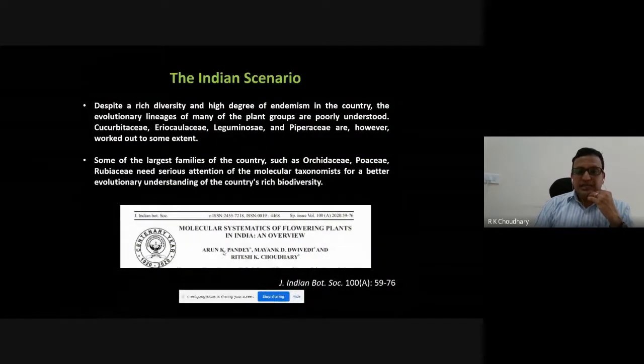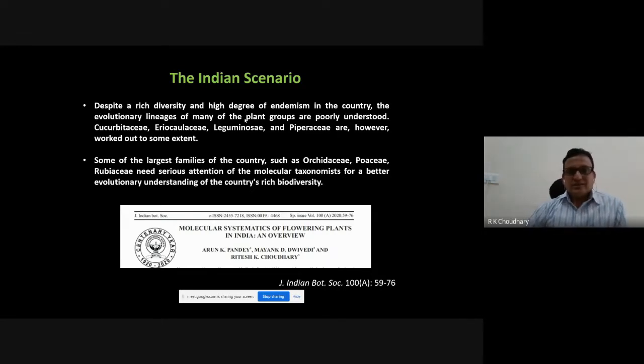In India, you can go through this paper which we had recently published. We have reviewed the status of molecular systematics of flowering plants in India, and you can see we have a rich diversity of plants and also a high degree of endemism in the country. But the evolutionary lineage has not been properly understood.